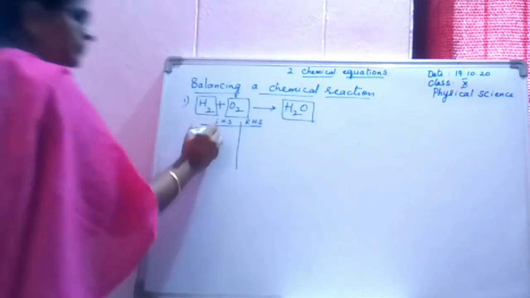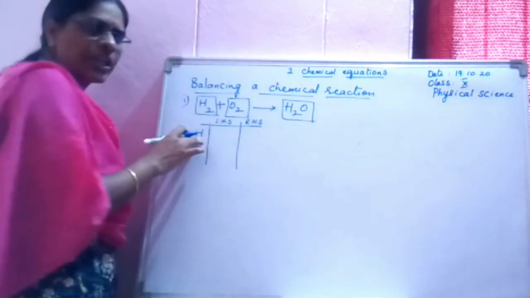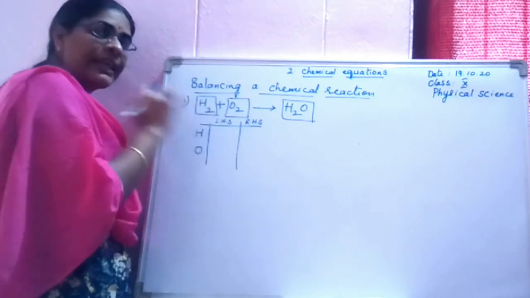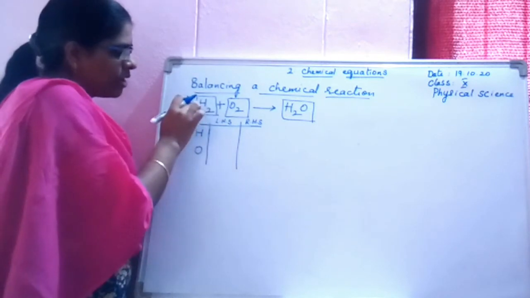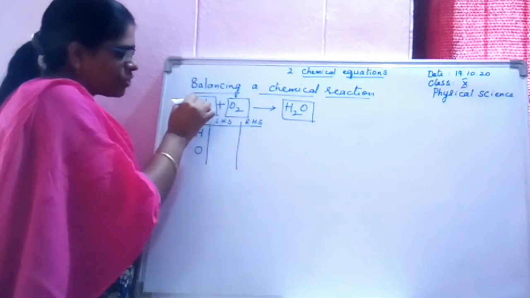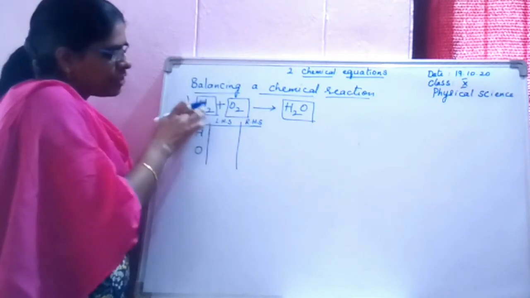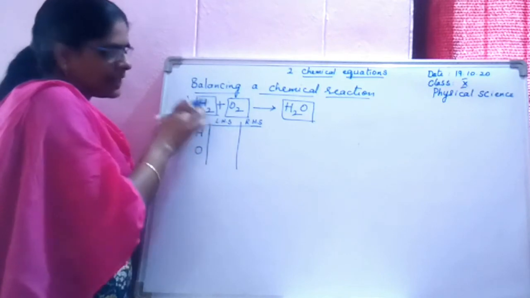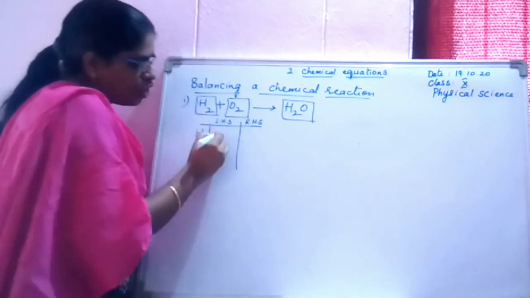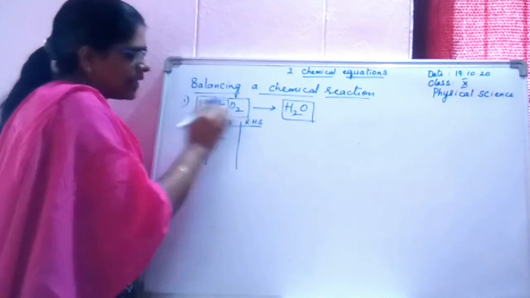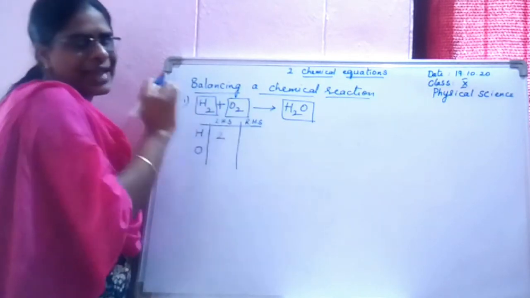Now look at here. How many atoms of hydrogen are there in the LHS? See here, nothing is there besides H, means we can assume it as 1. Okay? How many hydrogen atoms are there? You need to multiply like this. 1 into 2, how much? 2. 2 hydrogens are there. Are any other hydrogens there on the left hand side? No. If they are there, you can add.